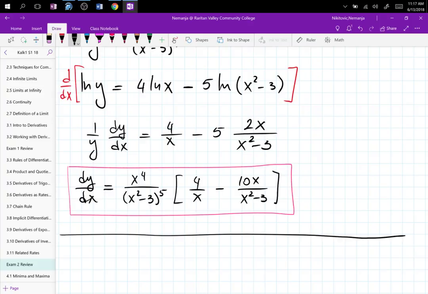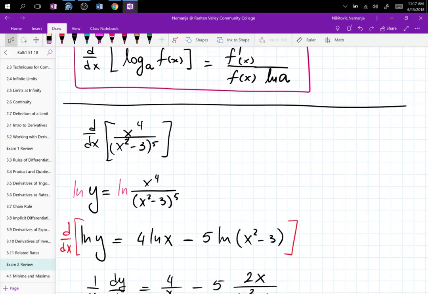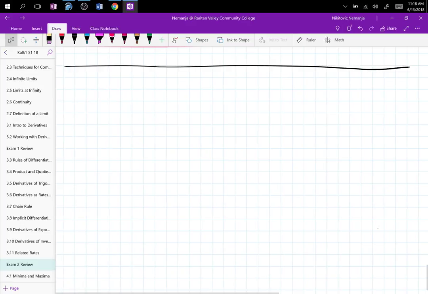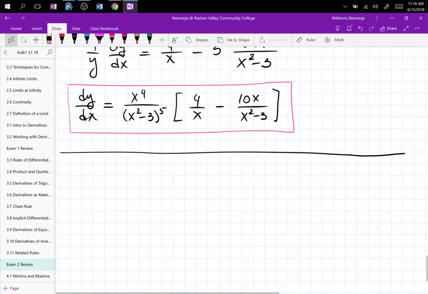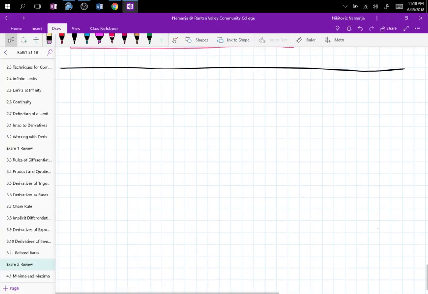Any other questions, concerns, anything? I'm sorry? Over here? Oh yeah, you can use the quotient rule with the chain rule, sure. You can use the quotient rule with the chain rule, but that will be just a lot of work. Logarithmic differentiation is supposed to save all that work. Any other questions?